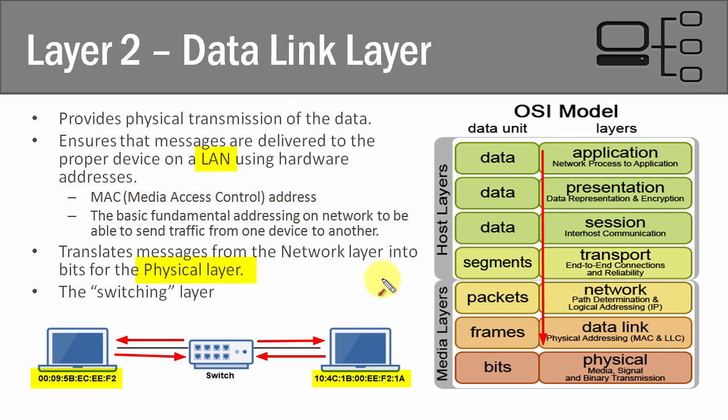Now, one last thing that I'm going to say about this is that we usually call the data link layer the switching layer. And so this makes complete sense because when we're talking about switching, we're talking about interacting with switches to send data across the local area network with MAC addresses. So now that we know what the network layer and the data link layer do, let's go ahead and talk about the physical layer, our very last layer in the OSI model.